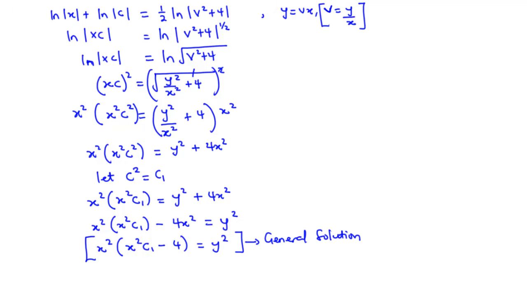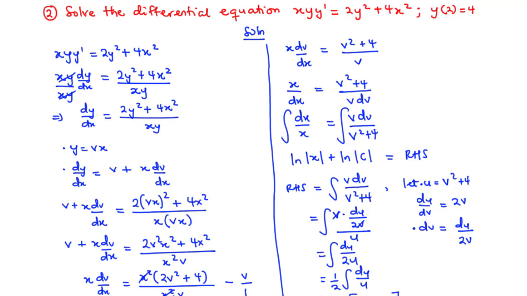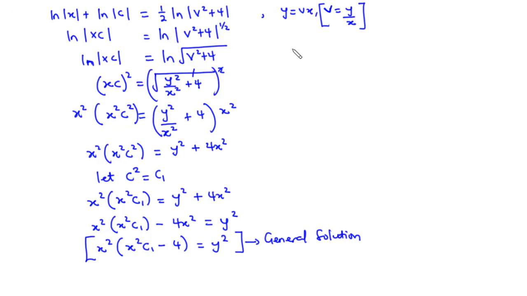Now at this point you realize that we were given an initial value condition, that is y of 2 equals 4. So per the initial value condition given, that is y of 2 equals 4, it means that x is equal to 2 and then y is equal to 4. So we are going to substitute the values of x and then y into this general solution.